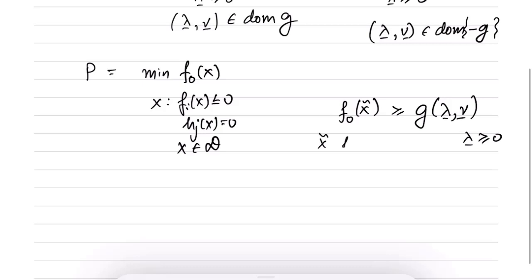We have the result that f naught of x tilde is greater than or equal to g of lambda comma nu for lambda greater than or equal to 0 and x tilde feasible. Now in this inequality, observe that there are two sides. One side depends on x tilde, the other side depends on lambda and nu. The left hand side does not depend on lambda and nu, the right hand side does not depend on x tilde. Therefore we can tighten this inequality, right?